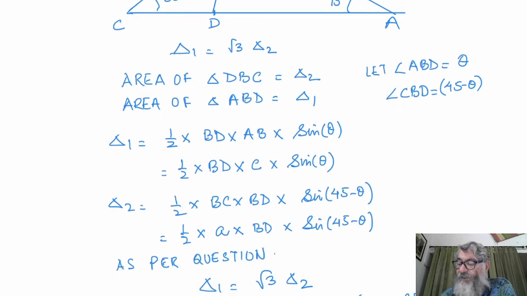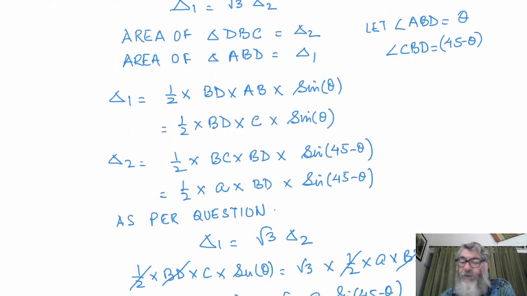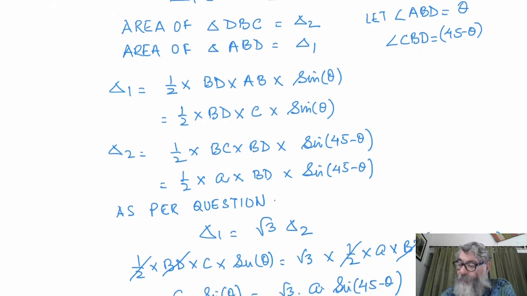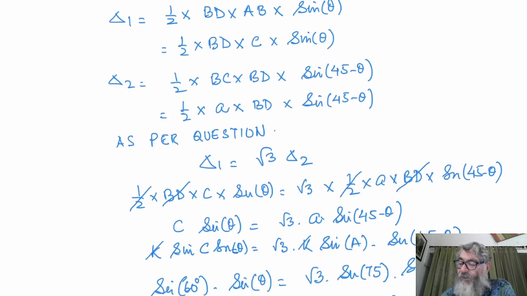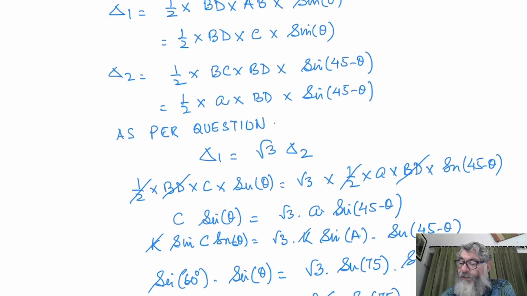Then as per the question, delta 1 is root 3 times delta 2. The bigger triangle is root 3 times the smaller triangle. So we substitute the values of the areas delta 1 and delta 2, from which we cancelled BD, and we got c sine theta is equal to root 3 a sine 45 minus theta. Now c means K sine C, a means K sine A, K and K will cancel. This is by sine rule.